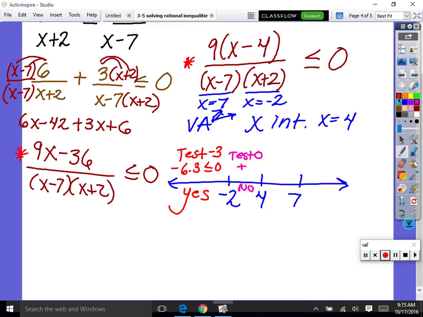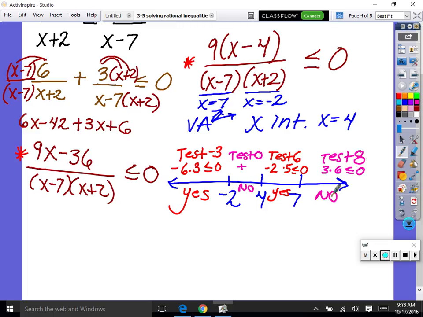Let's test between 4 and 7. So I tested 6, but we could test any value. So I plugged in 6 and got negative 2.5. Is that less than or equal to 0? Yes. Let's plug in now something greater than 7. Let's test 8. If you plug in 8 into the function and calculate it correctly, you get 3.6. Is that less than or equal to 0? No. So our answers are where we get yeses.